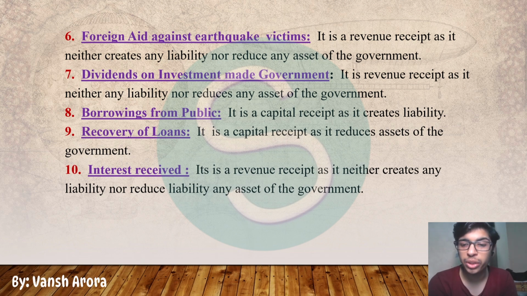And the last one is the interest receipt. You are receiving interest. It neither creates a liability on you nor reduces the asset for you. So it is the revenue receipt. So I hope till now, with all these 10 examples, you are clear with this concept. What is revenue receipt and what is capital receipt, I guess.